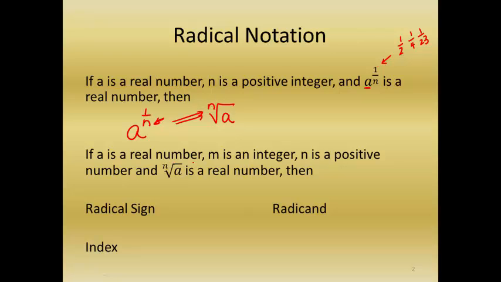If a is a real number, m is an integer, and n is a positive number, and the nth root is a real number, then we get a to the 1/n. So we can actually write it like this as well. So we can go back and forth between these two. The radical sign is just our symbol, and we choose the n, which is our index. The radicand is the number under it, which we've talked about before.